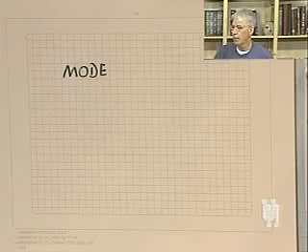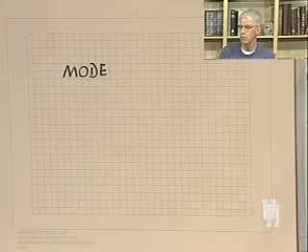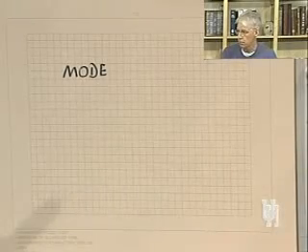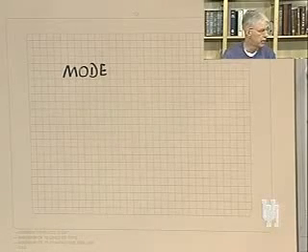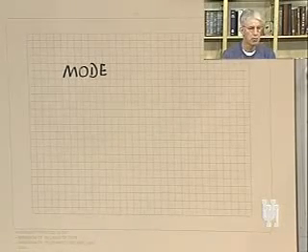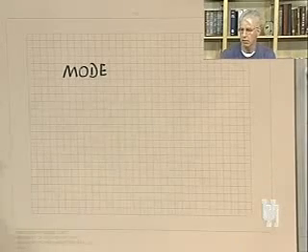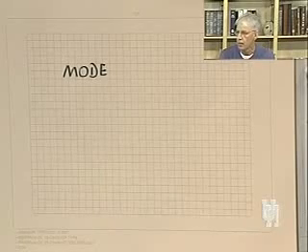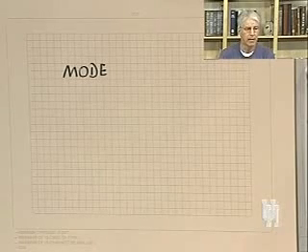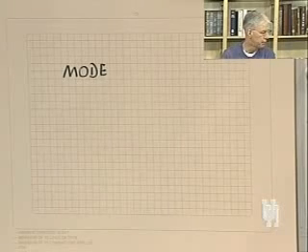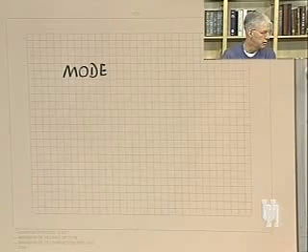So while a set of scores can have only one mean, it can have multiple modes. A distribution or a set of scores with one mode is unimodal. If it has two modes, it's bimodal. If it has 3 modes, it's trimodal, and so on. But the mode is simply that score or those scores that occur most often in the data set.